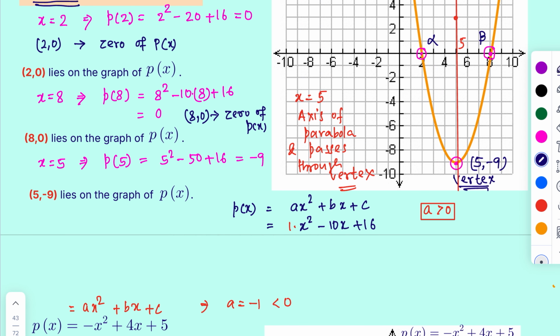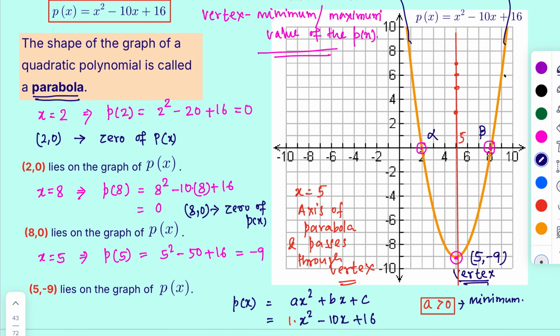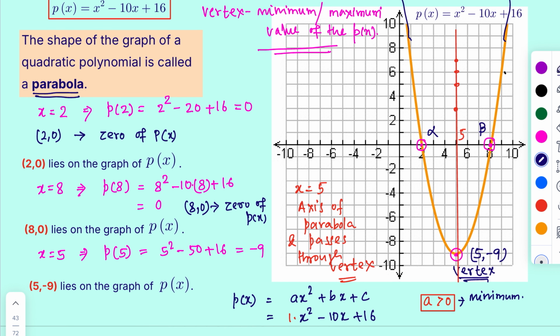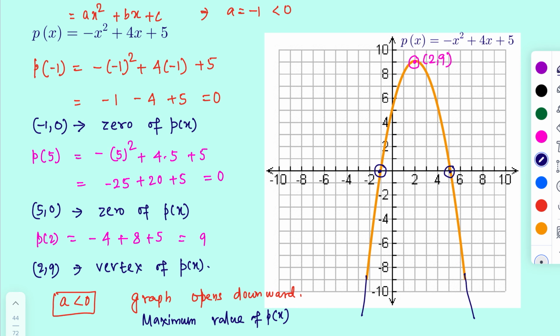Similarly, in the first case, when a is greater than 0, we get minimum value, but there will be no maximum value, because it will tend to infinity. We will not get any maximum value in case of a greater than 0. For a less than 0, we will have maximum value and no minimum value. Maximum, no minimum.